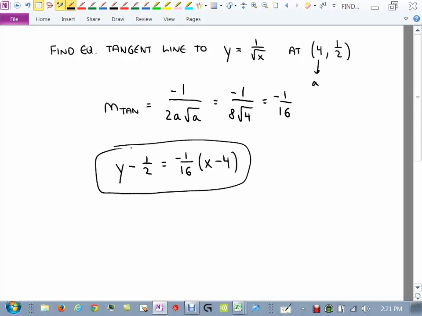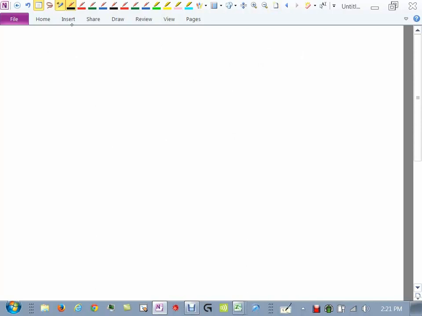So finding a general solution is actually pretty valuable because it speeds up the process if you're trying to find equations of several tangent lines. All right, let's take a look at another example. How about using now this whole concept of the general derivative?